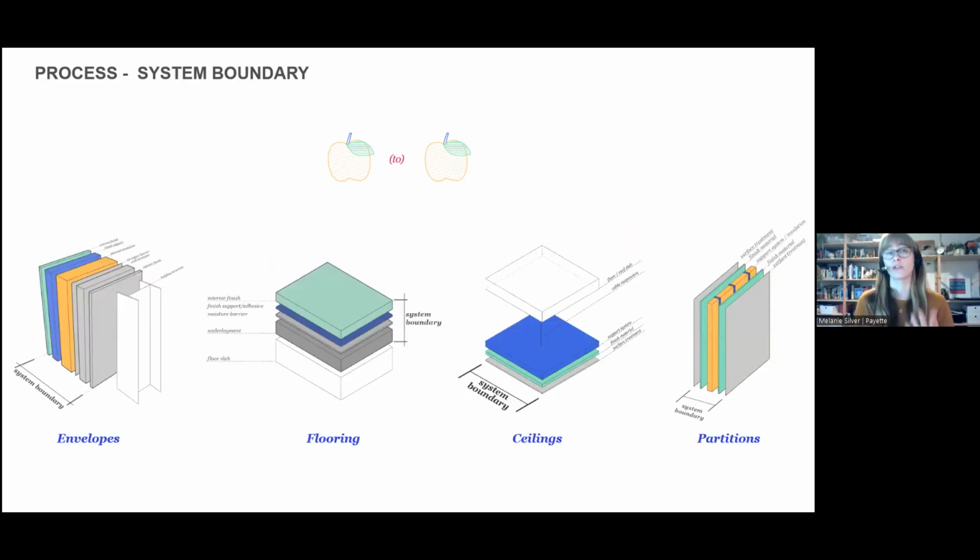And also, to make them apples to apples, we made sure that all of our systems had the same system boundary when we were modeling them within each system. So the envelopes had a system boundary, the flooring, the ceilings, and the partitions were all modeled with the same volume and area. And then we are presenting the data per square foot.